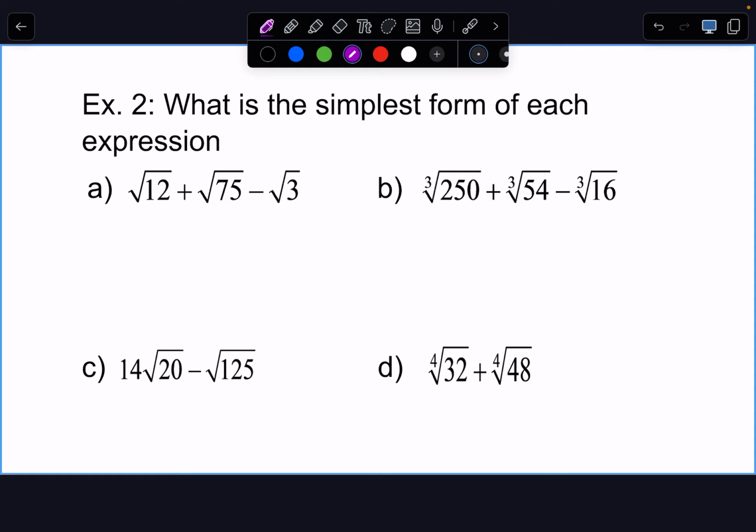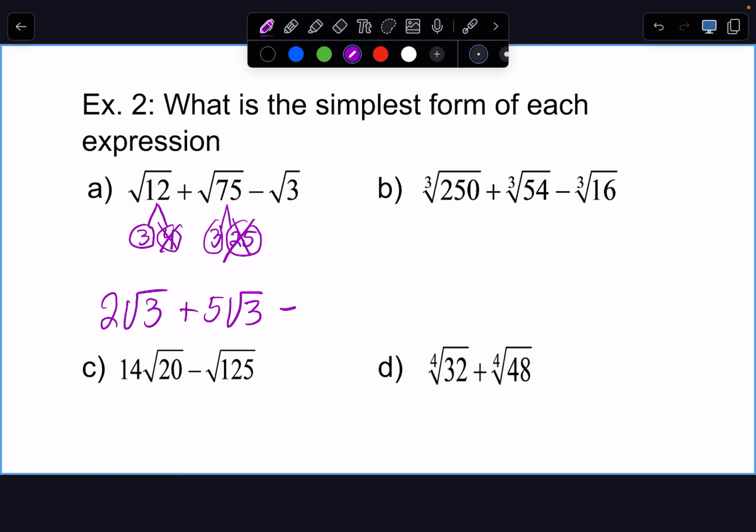But can't I break this down into 3 times 4? What's the square root of 4? 2. So this is 2 square root of 3, plus 75. I'm going to think perfect squares: 3 times 25. What's the square root of 25? 5. So this is 5 square roots of 3. And then here I have a square root of 3, which is a minus 1 square root of 3.